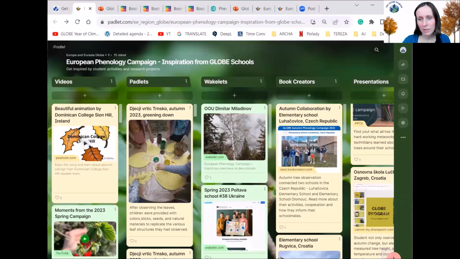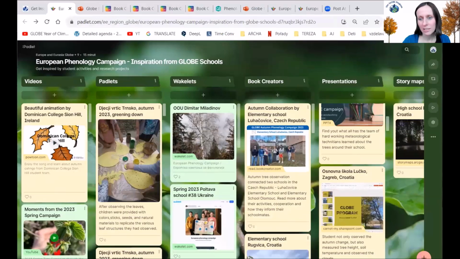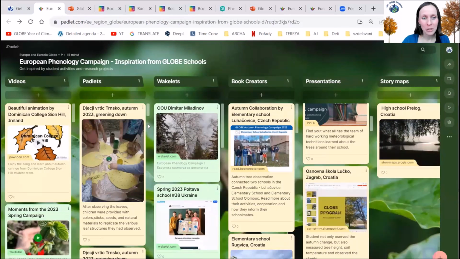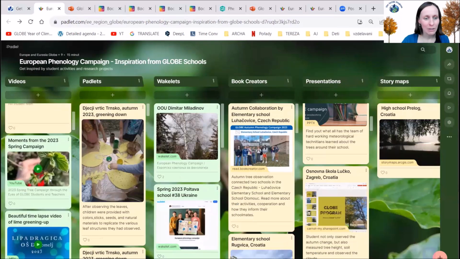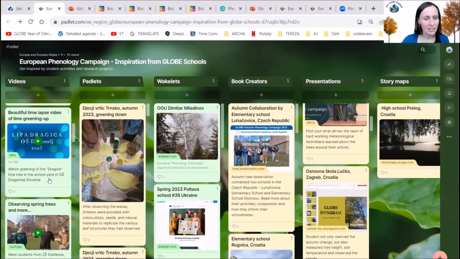This Padlet is a place where we collect different ideas, different presentations and other materials that are sent to us from you, from school teams, from young GLOBE researchers. So this is a place where we keep them so that anyone can come here and find some inspiration for the spring or for the autumn. You can see it has different columns with different types of materials. So we have videos. There's already the video that you saw today, the animation, and everything that's yellow relates to the autumn activities. Everything that's green relates to the spring activities.